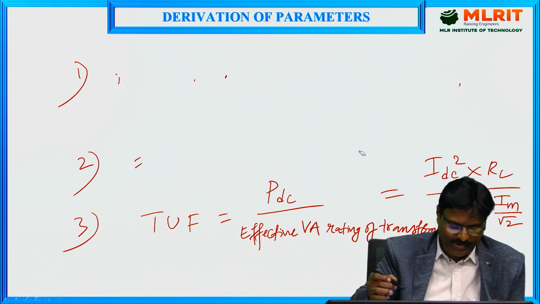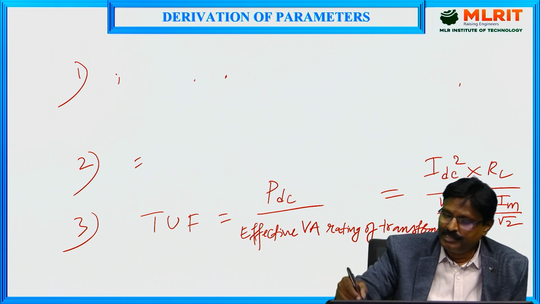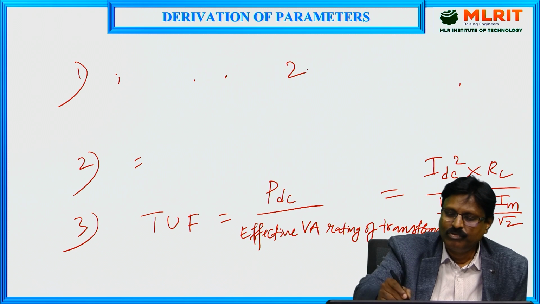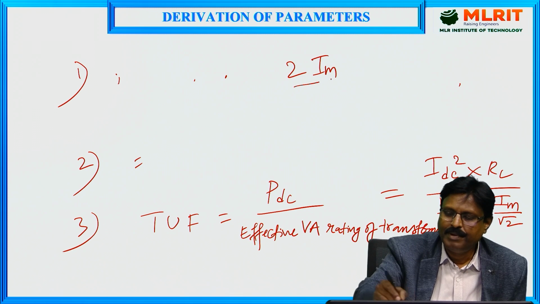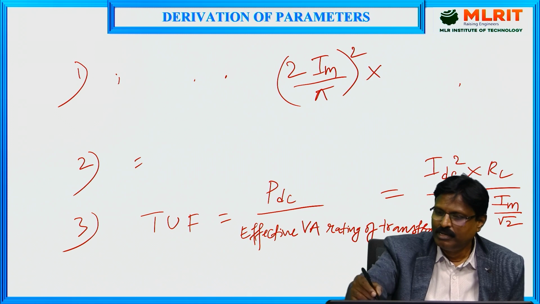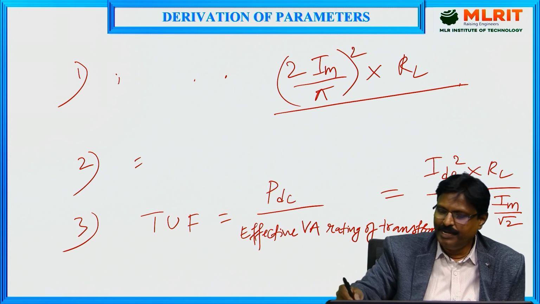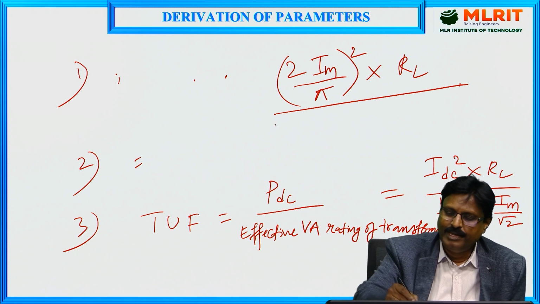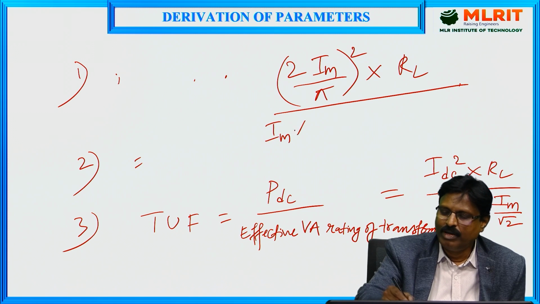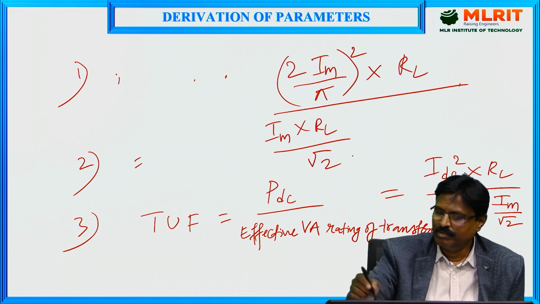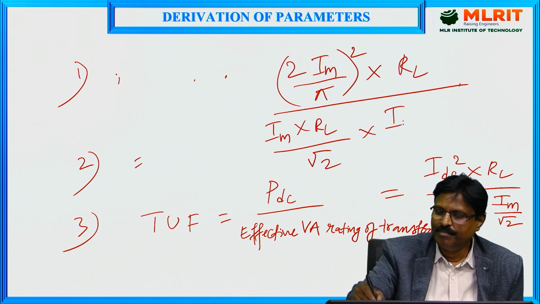So what is the value of IDC? IDC value for the full wave rectifier is (2 Im by pi) whole square into RL by Vm. I am writing it as Im into RL by root 2 into Im by root 2.